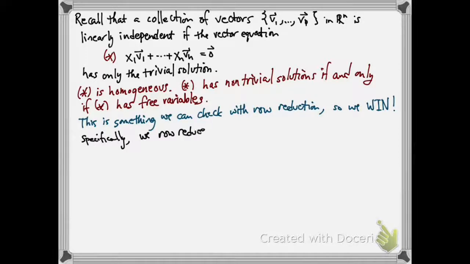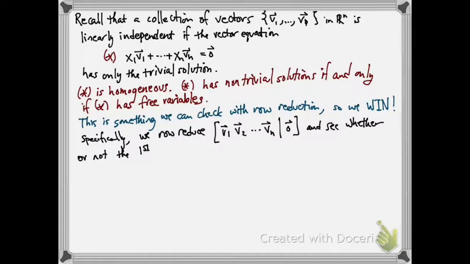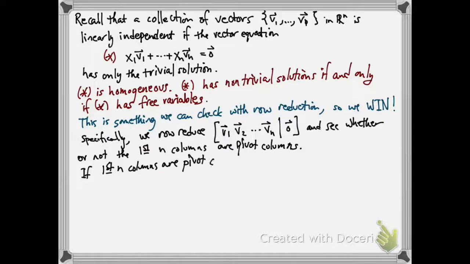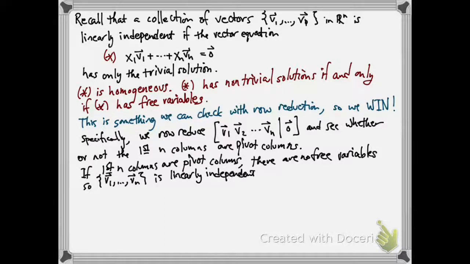So specifically, we row reduce the augmented matrix with columns v1 up to vn augmented with just the 0 vector and see whether or not the first n columns are pivot columns. If the first n columns are pivot columns, then x1 up to xn are basic variables and there are no free variables, so the set of vectors v1 up to vn is linearly independent. Otherwise, the set of vectors is dependent.